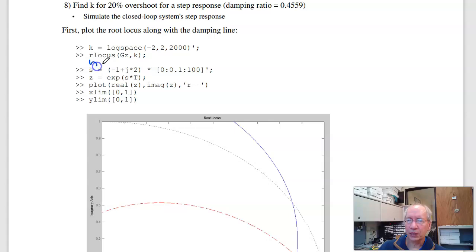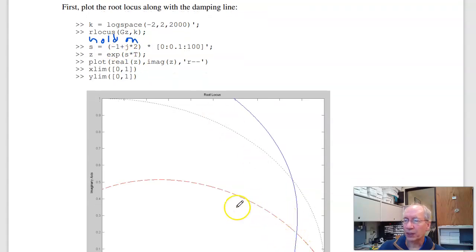I need to say hold on. Freeze that plot, and then do the red line, the damping line. To get 20% overshoot, I want a 2-to-1 ratio. That gives you 20% overshoot.